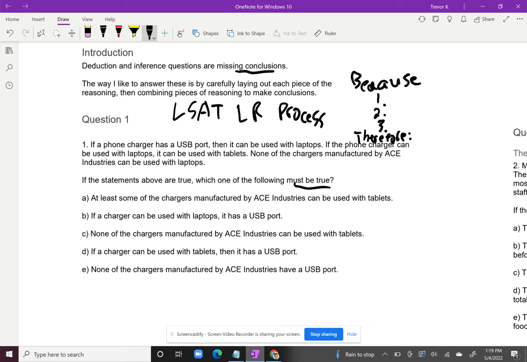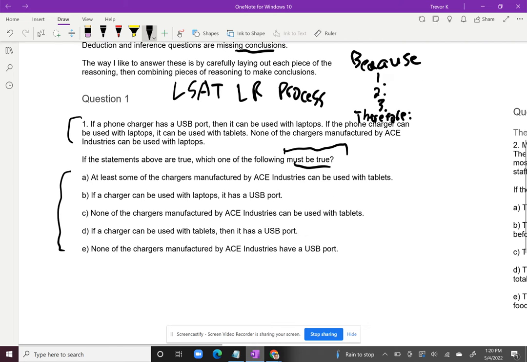Sometimes I get people asking me, how do I know that there's no conclusion? How do I know this is a deductions and inferences question? Well, the must be true is always a really good hint. If you see must be true, that means there's going to be no conclusion in your initial stimulus, and you need to find your conclusion in your answer choices. So before we jump into our answer choices, let's see if we can lay out this initial stimulus the way I was talking about, where we lay out each piece of the reasoning, then the conclusion should fall out.